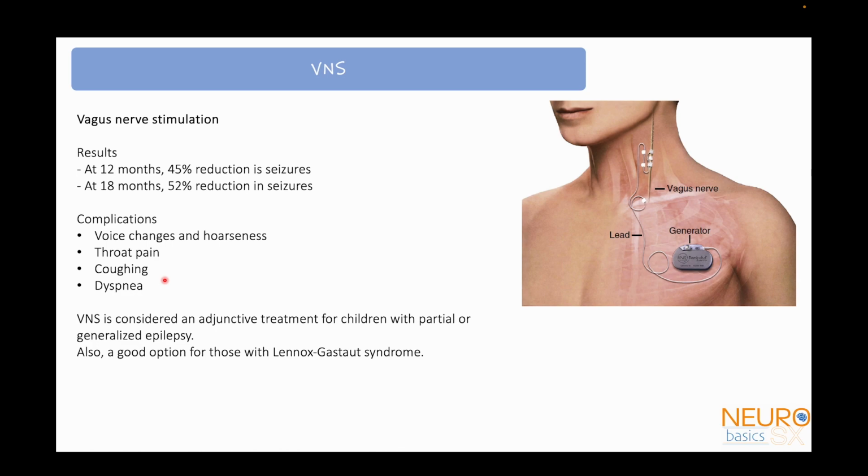For a patient who has long-standing epilepsy and is unable to undergo resective or disconnective surgery, vagus nerve stimulation is quite a good option to achieve a reduction in seizures. It's basically considered currently an adjunctive treatment for children who have partial or generalized epilepsy. It's also a good option for those with Lennox-Gastaut syndrome.